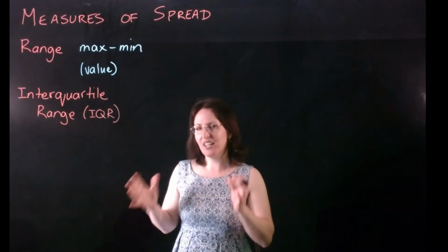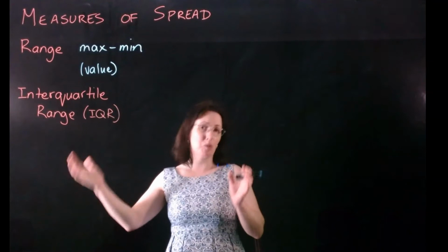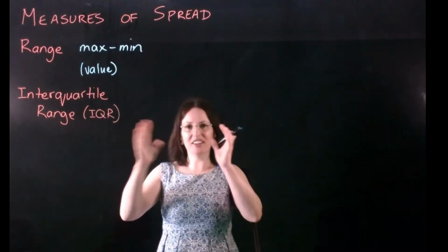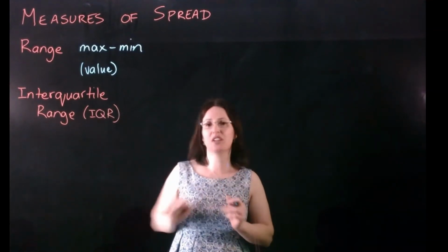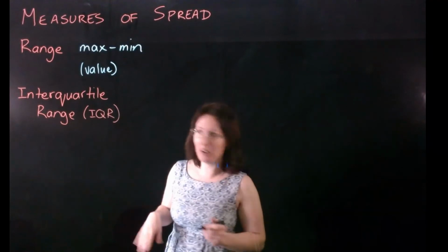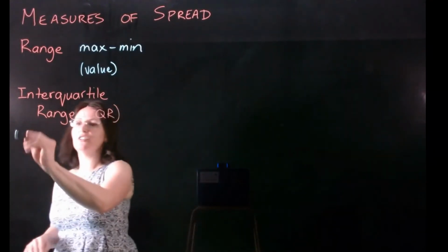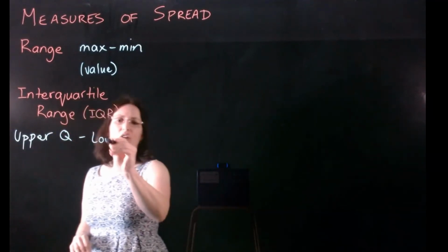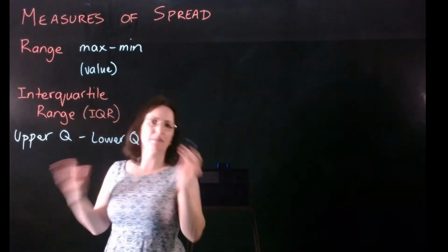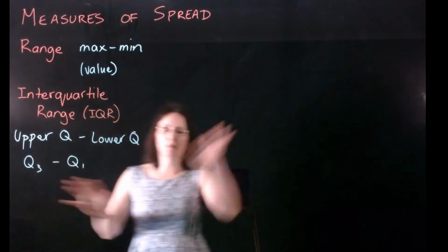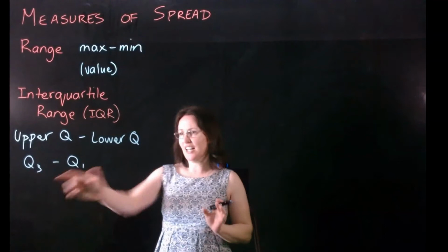So if you had a set of data and you were to split it into 4 quarters, the interquartile range is between the middle two. We often call that just IQR because we can't be bothered writing the whole thing out. Technically it's called the upper quartile, I'm just going to write upper Q, take the lower quartile, but some textbooks will call that the Q3, take Q1.